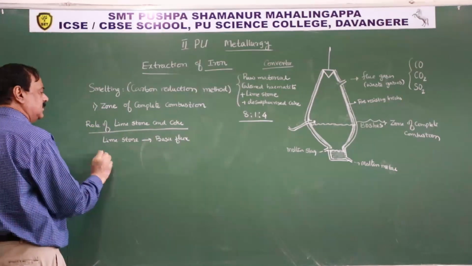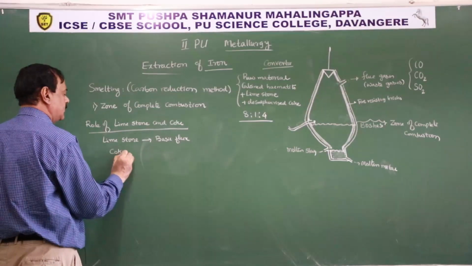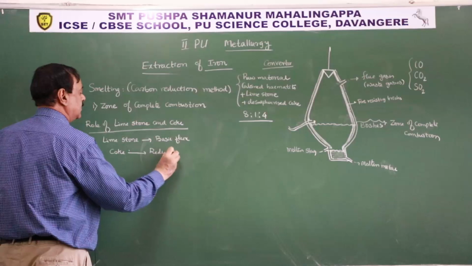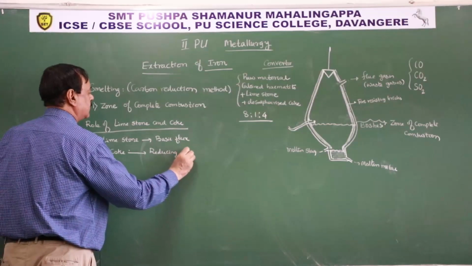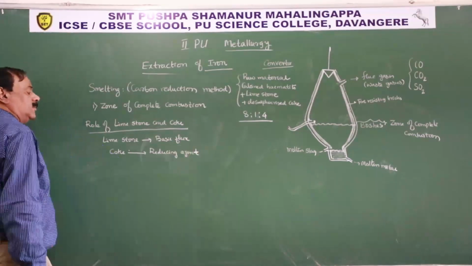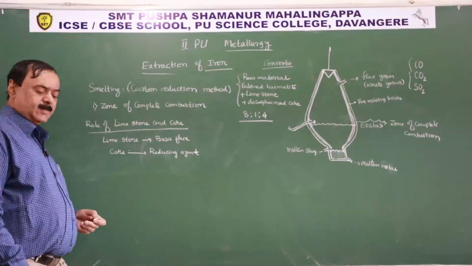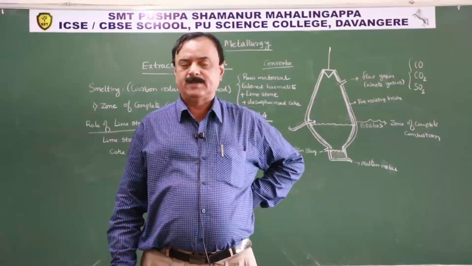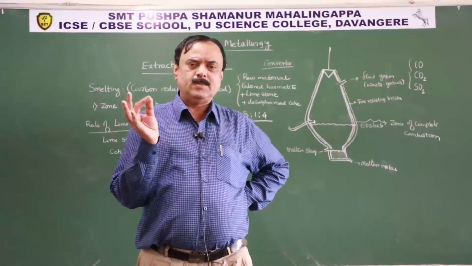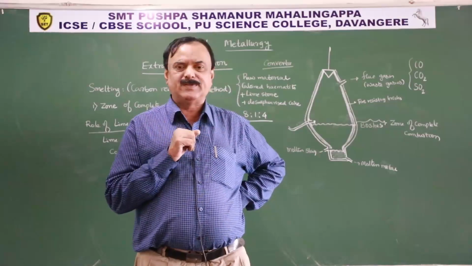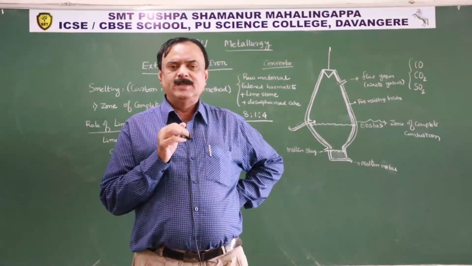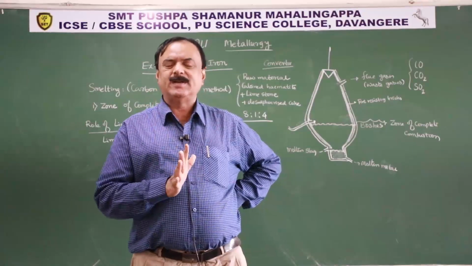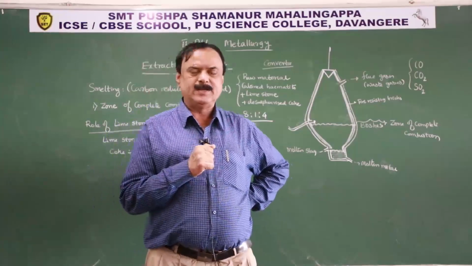Limestone is a basic flux, and coke is a reducing agent. Very important: here coke does not directly reduce ferric oxide to iron. Only at higher temperature of the furnace is ferric oxide directly reduced by elemental carbon.